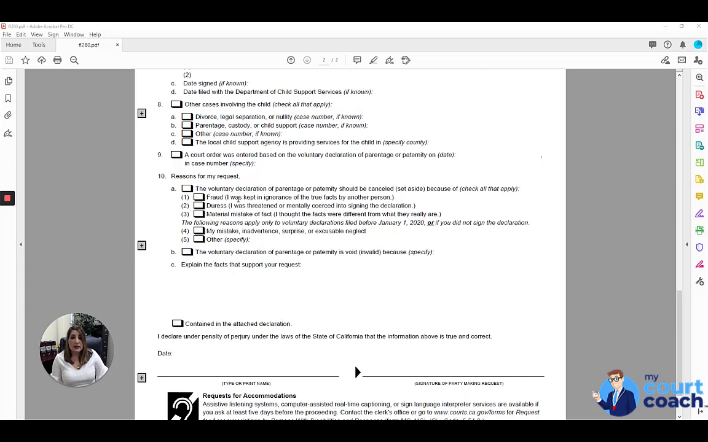That can be fraud if you were kept in ignorance of the true facts by another person. It can be duress if you were threatened or mentally coerced into signing the declaration. It can be material mistake of fact if you thought the facts were different than what they really are. If we are talking about a voluntary declaration that was filed before January 1st, 2020, you can also claim as a basis to set it aside your own mistake, inadvertence, surprise, or excusable neglect, or any other reason that you think the court might consider. You can list that specifically and identify it in 10A5.